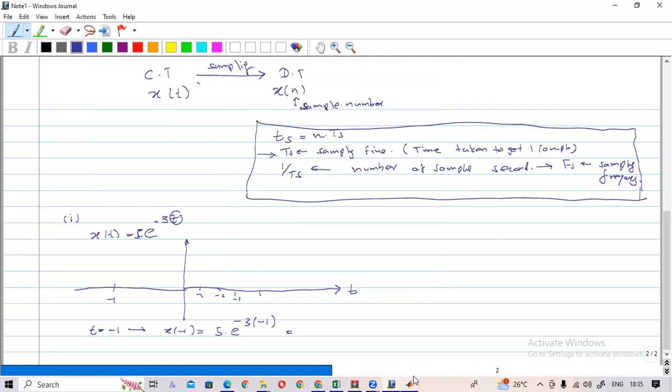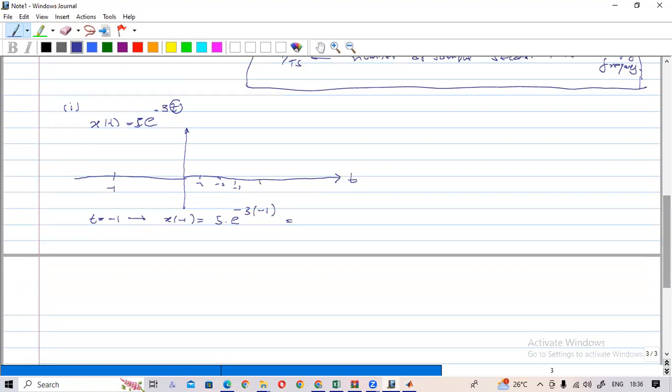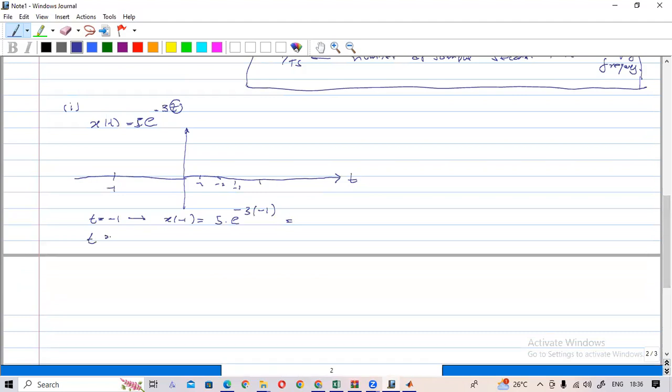Okay, meanwhile it is loading. So you can find this value. Then you can find another value. For example, you can find x(0), where t is equal to 0. When t is equal to 0, you can find x(0). So that will be 5.